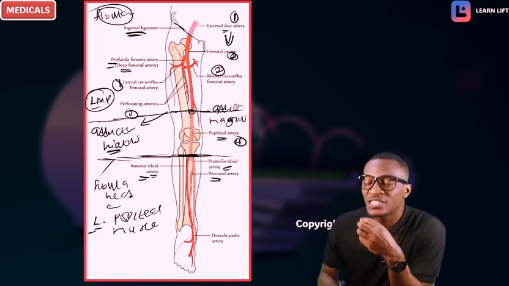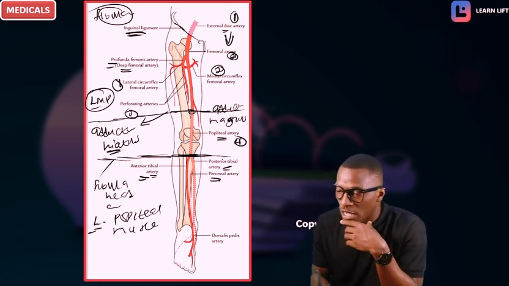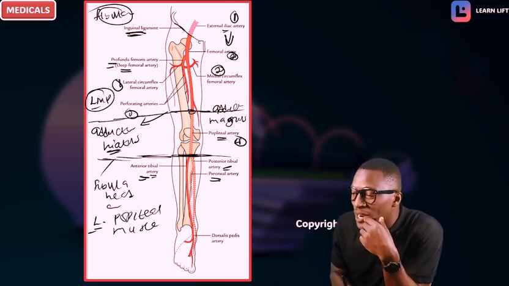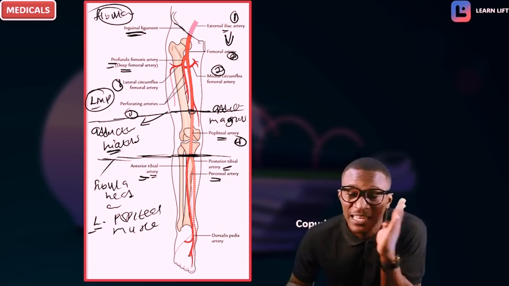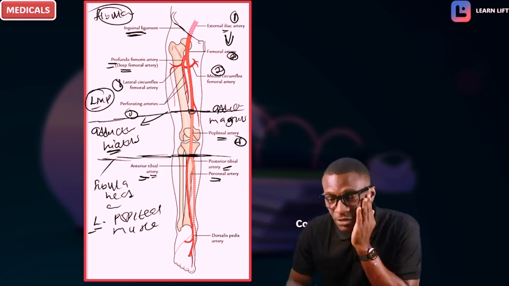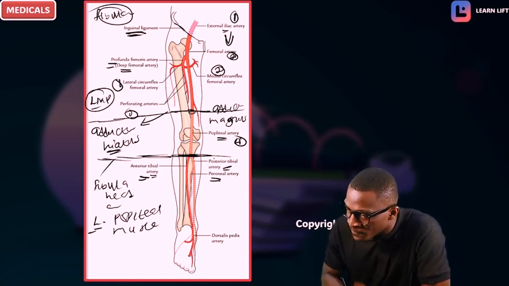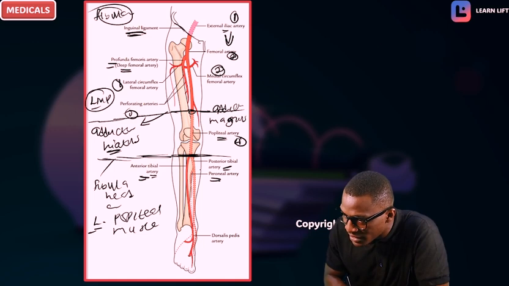The posterior tibial artery will supply the posterior compartment of the leg, while the fibular artery or the peroneal artery will supply the lateral part of the leg. The leg has 3 components divided by the crural fascia. We talked about this. So you can see, this is the anterior tibial, and this is the posterior tibial artery.